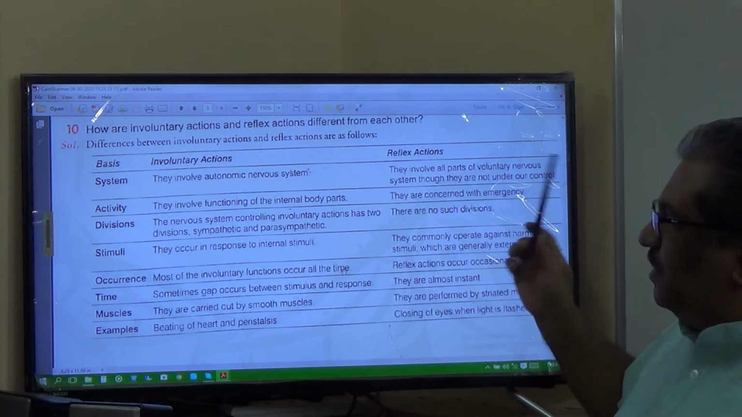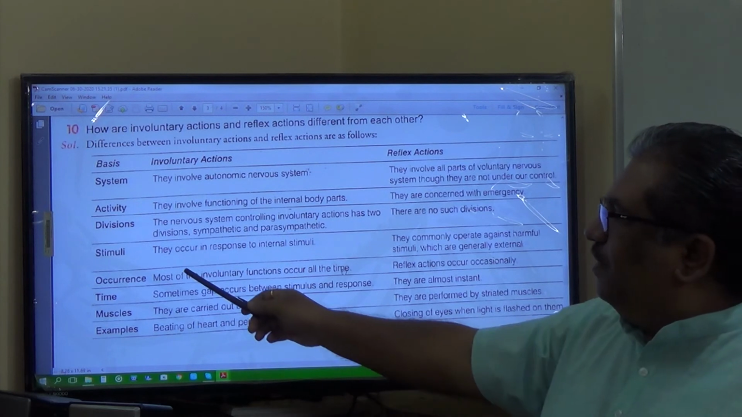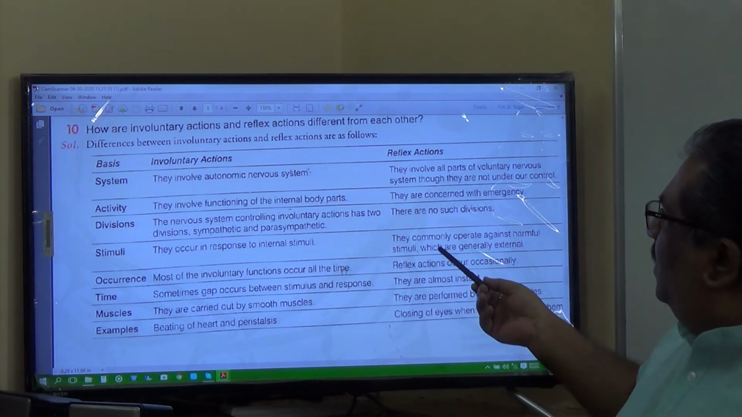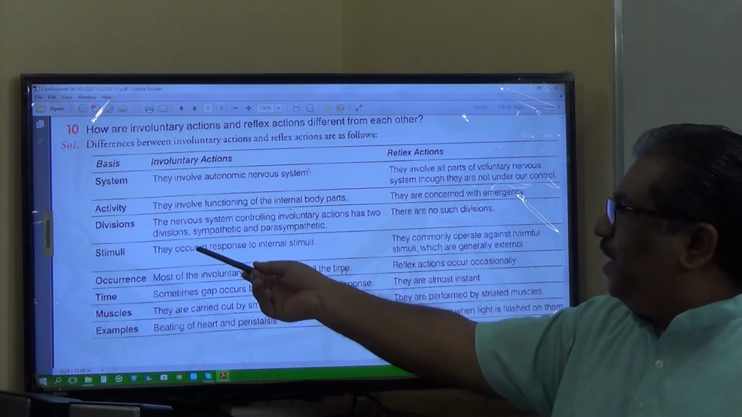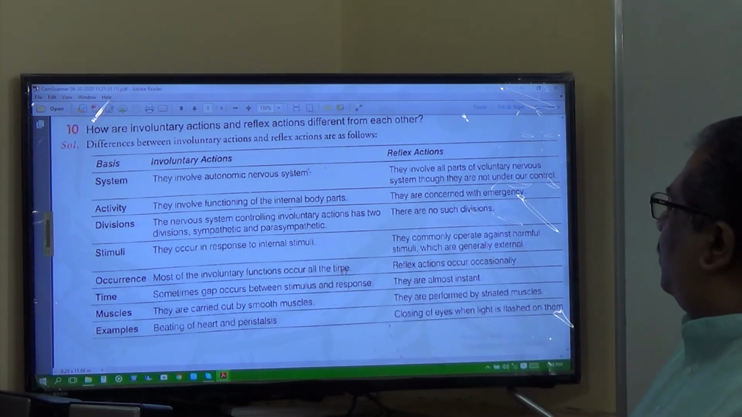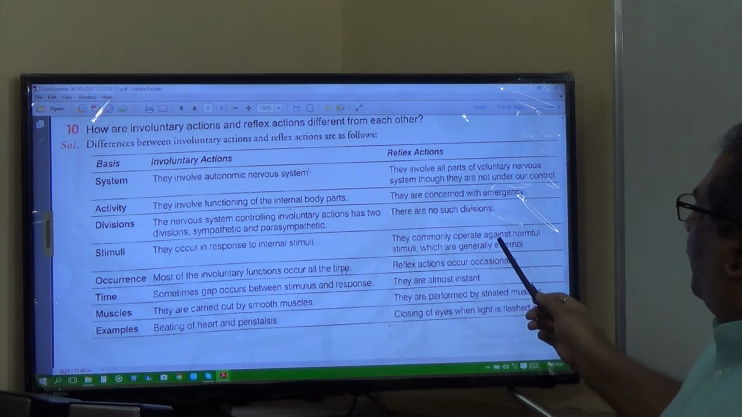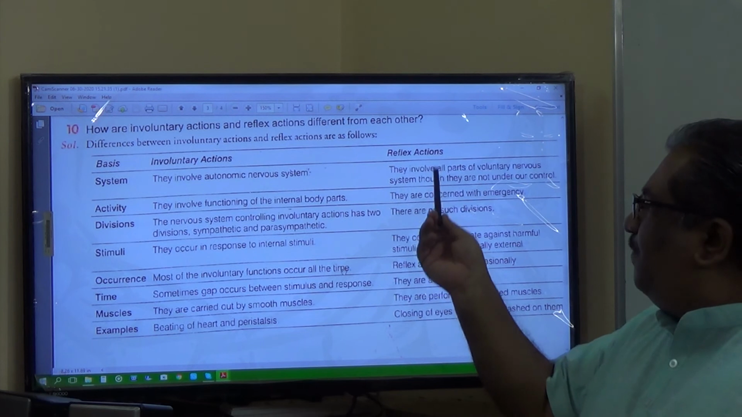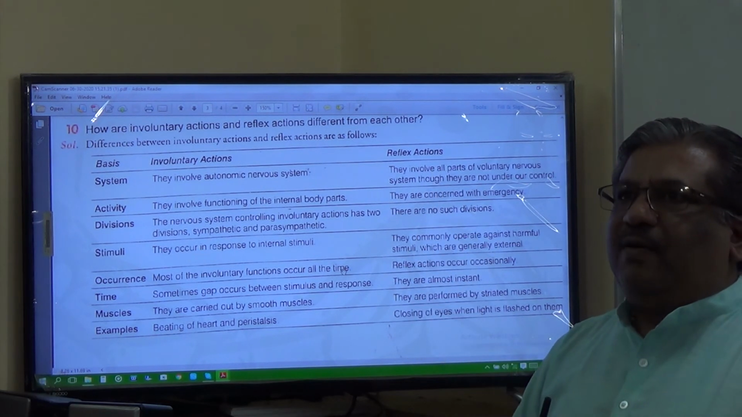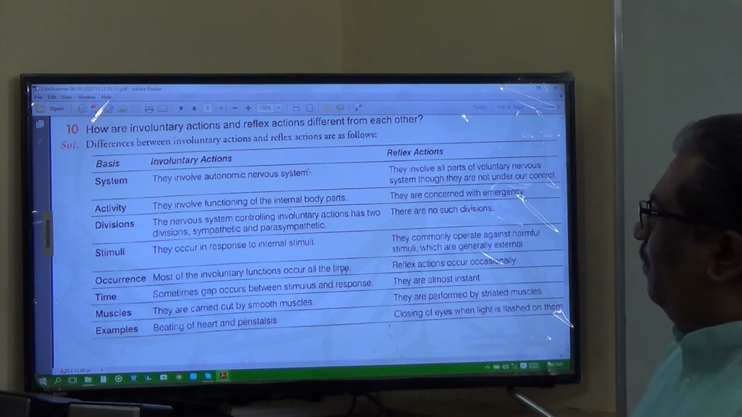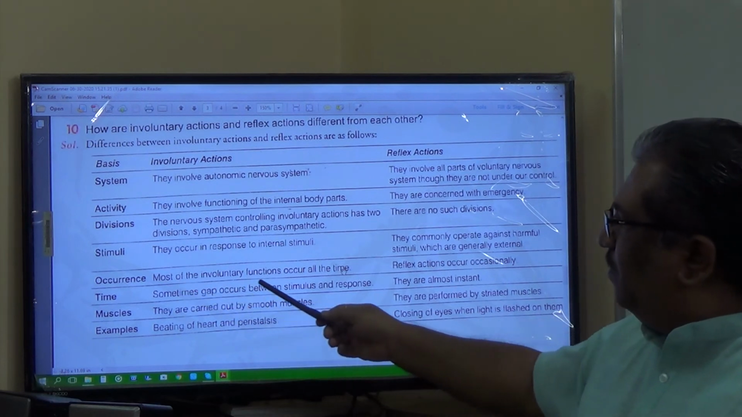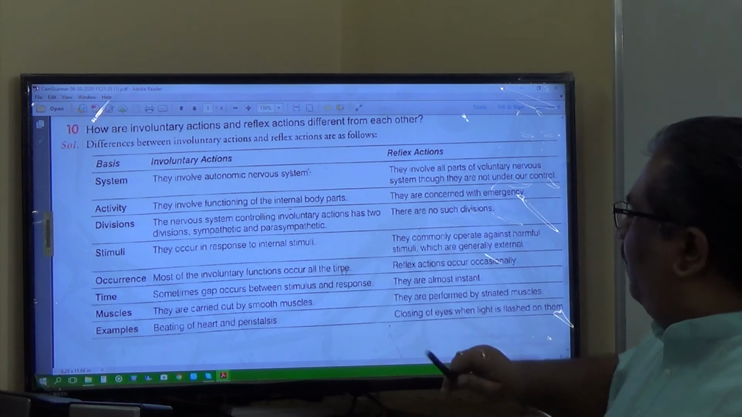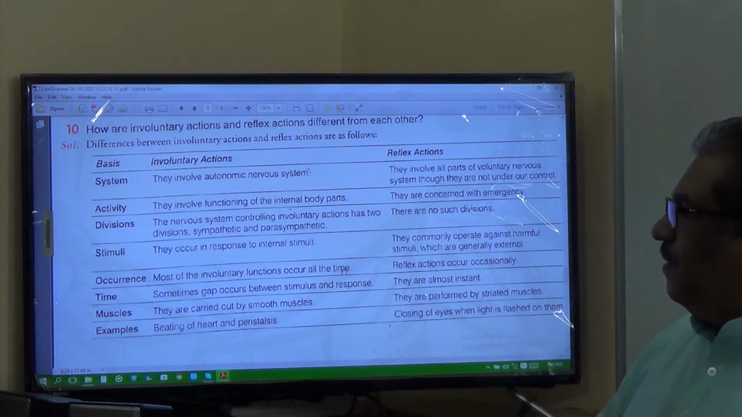No such divisions are there in reflex actions, and they occur in response to the internal stimulus. They commonly operate against harmful stimuli, which are generally external, so reflex actions occur according to the external stimuli. Occurrence: most involuntary functions occur all the time, whereas reflex actions occur occasionally.